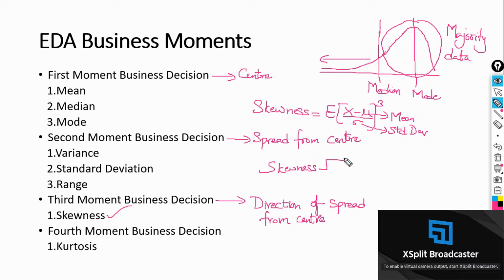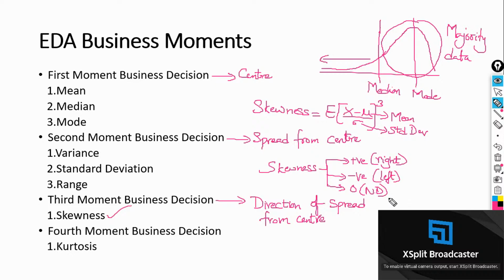One is positive skewed, also called right skewed data. Then negative skewed or left skewed data. If not, zero, which is normal distribution. No skewed data is nothing but normal distribution. If there is no skewness, such kind of data is nothing but normally distributed data.